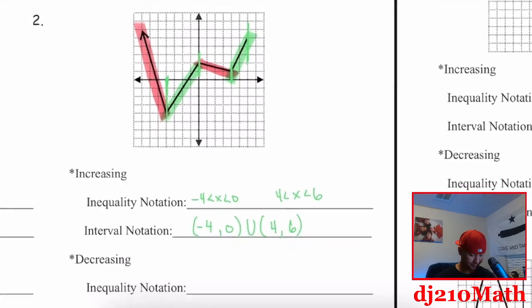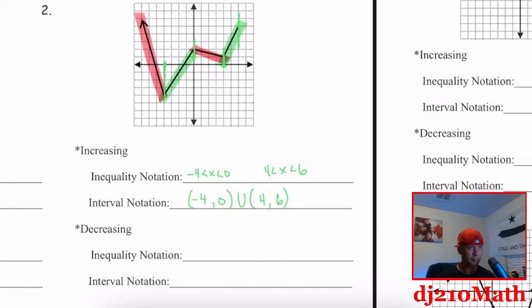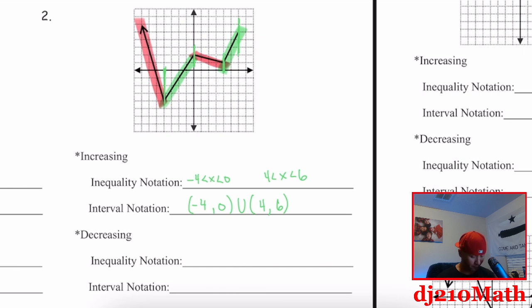Decreasing is going to be, we're coming from the left, and from the left is -infinity, down to the x value of -4. And then union, because there's another piece, the downhill is going to start at x equals 0 and go down to 1, 2, 3, 4, +4. So -infinity to -4, union 0 to 4.